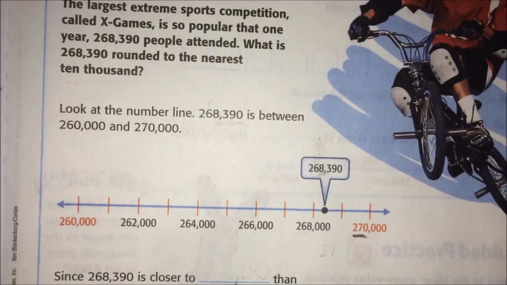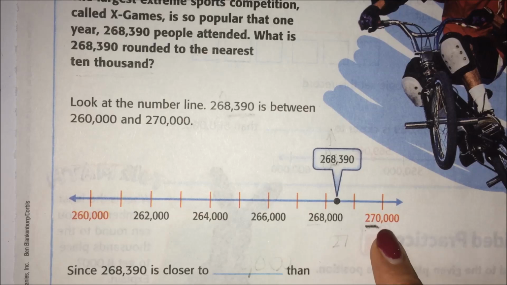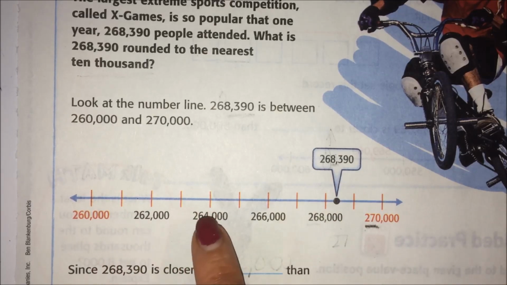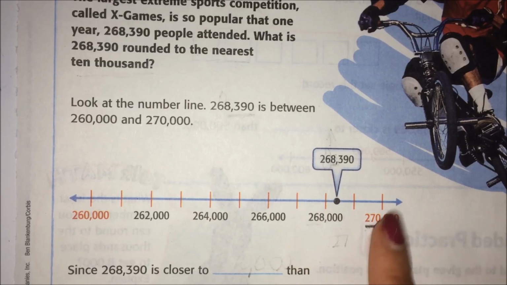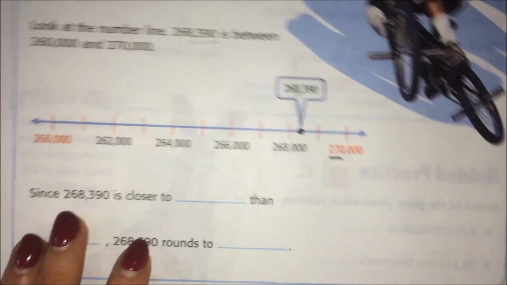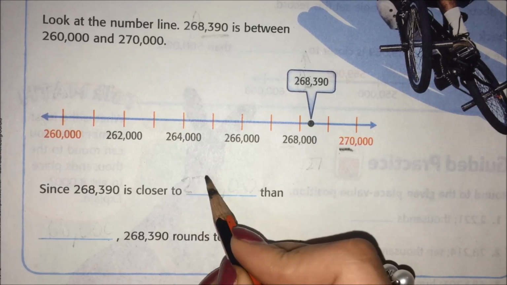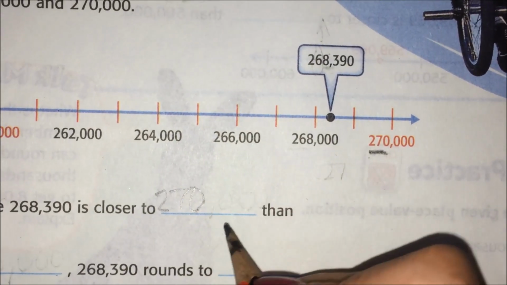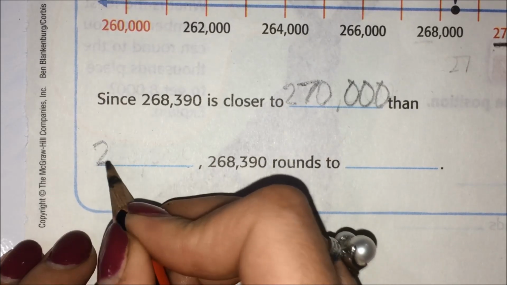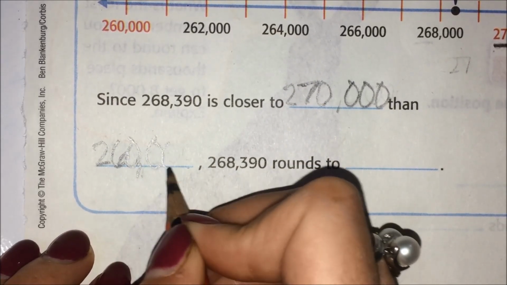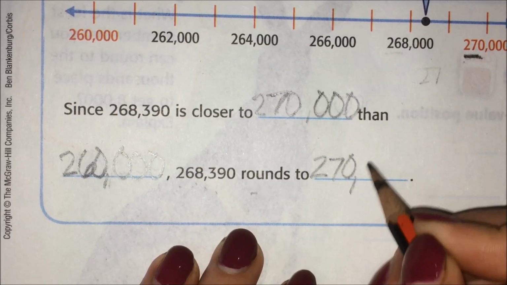They showed you using a number line. Okay, so they're showing you how you can pick between 260,000 or are you picking between 270,000? Well, they showed 262,000, 264,000, 266,000, 268,000. That's about where the number would fall. It's much closer to this number. So since 268,390 is closer to 270,000 than 260,000, 268,390 rounds to 270,000.